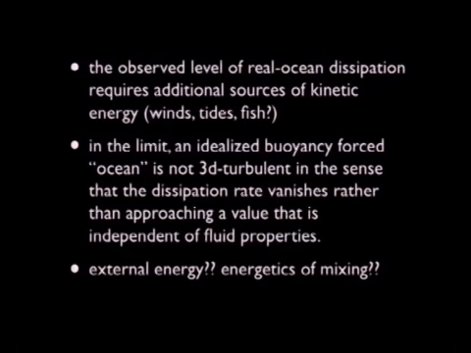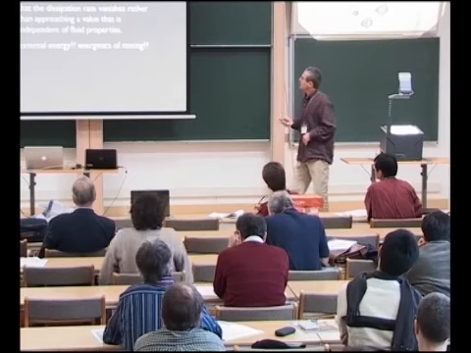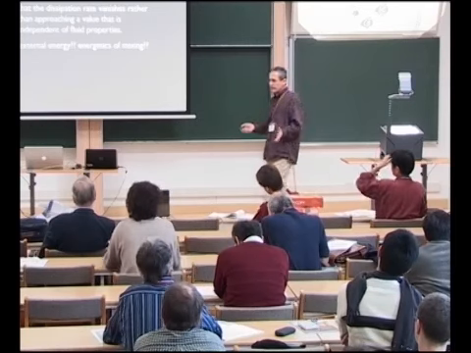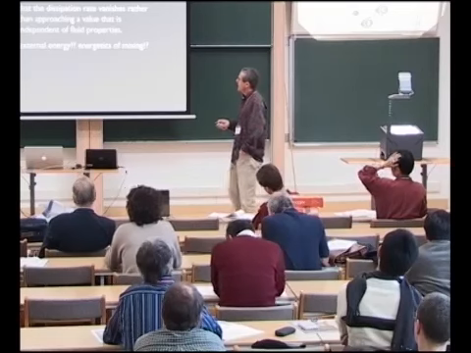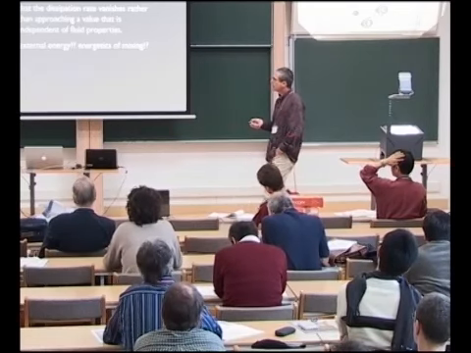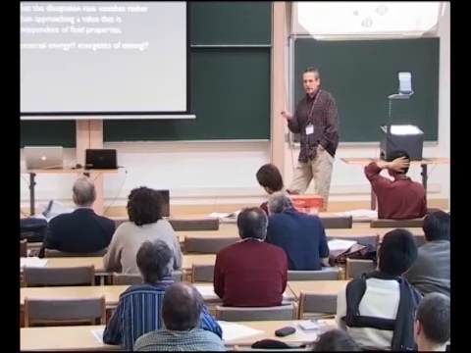But I tried to restate the anti-turbulence theorem simply by pointing out that the idealized buoyancy force ocean is not 3D turbulent, in the sense that the dissipation rate vanishes as kappa goes to 0 rather than approaching a constant which is independent of the variables. And I've added the 3D to distinguish from 2D turbulence, which is non-dissipating.